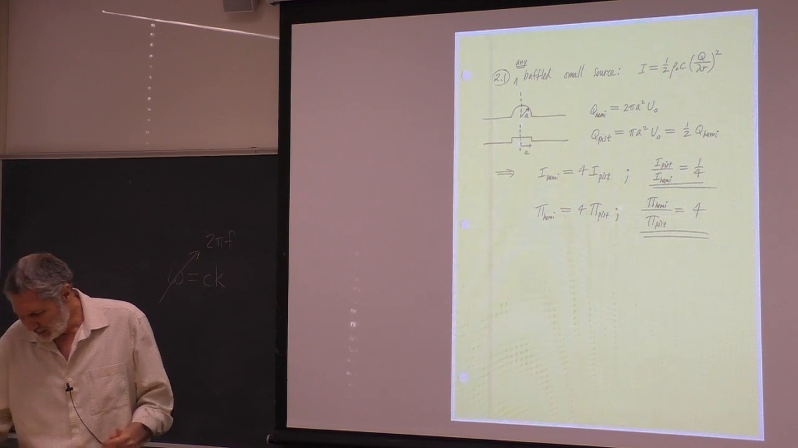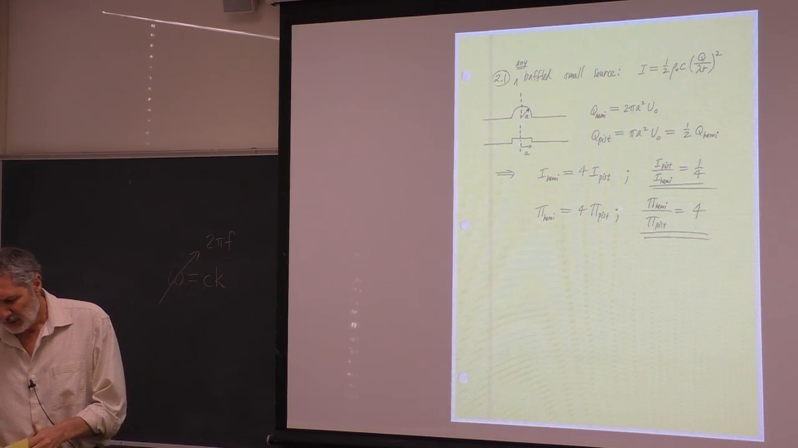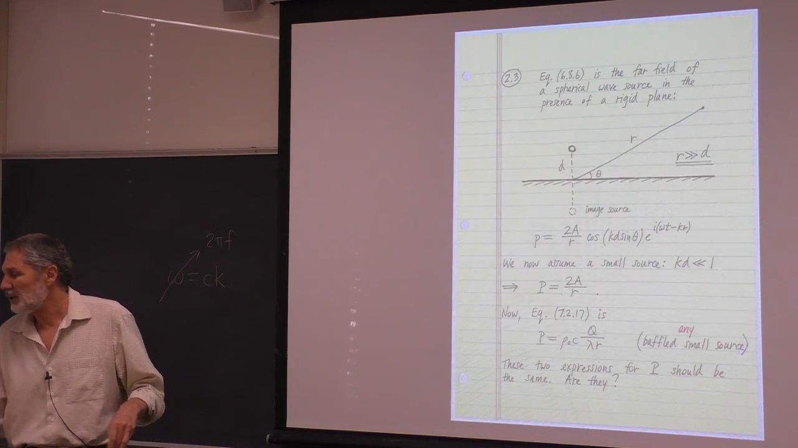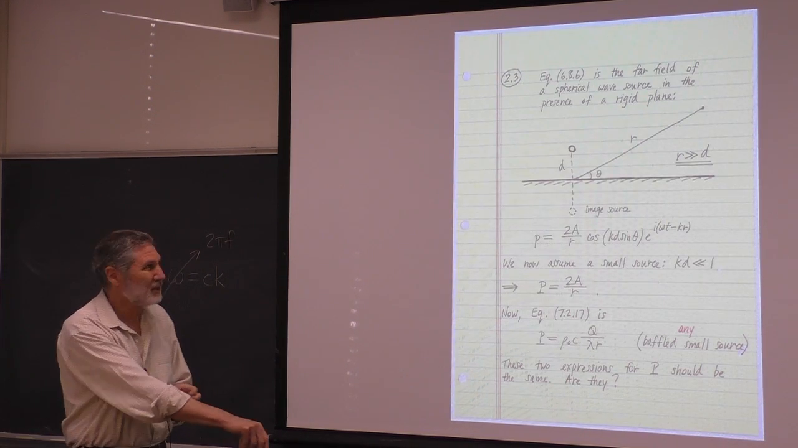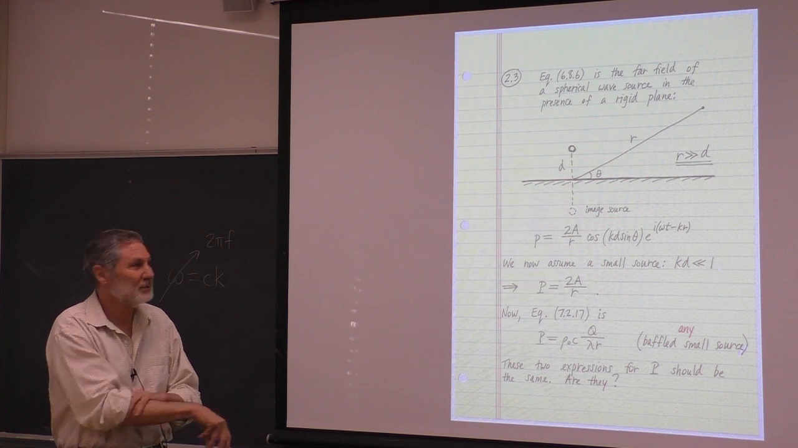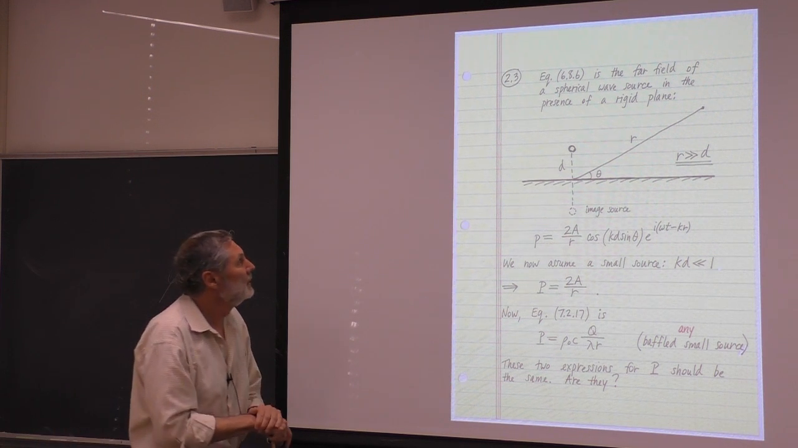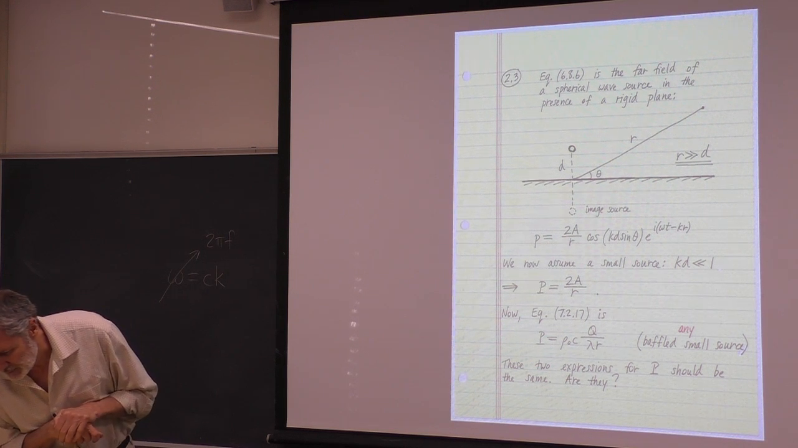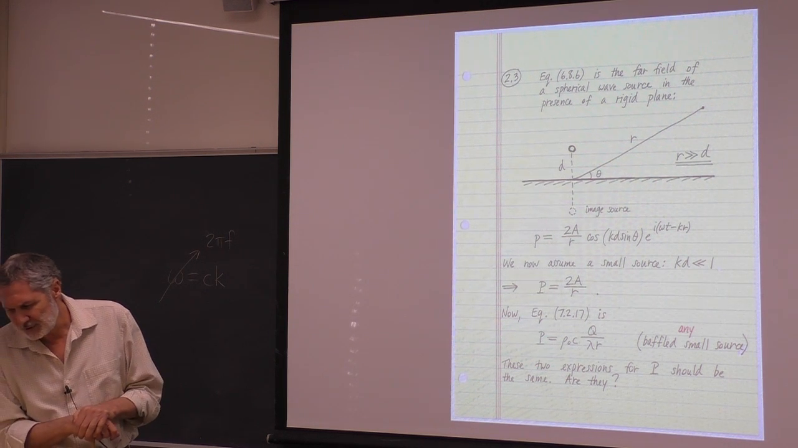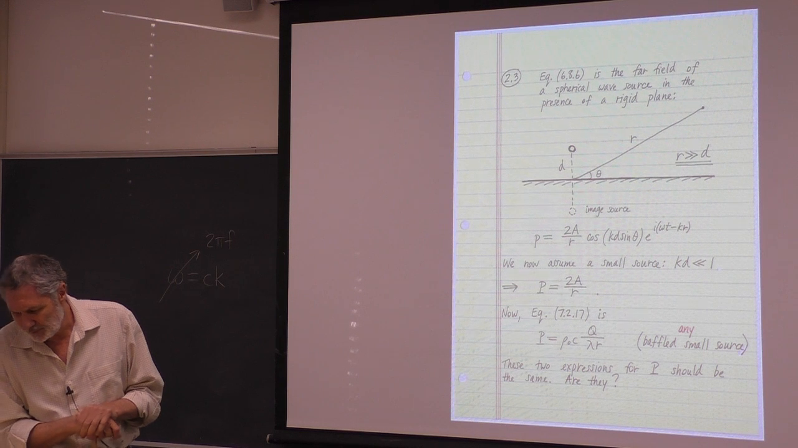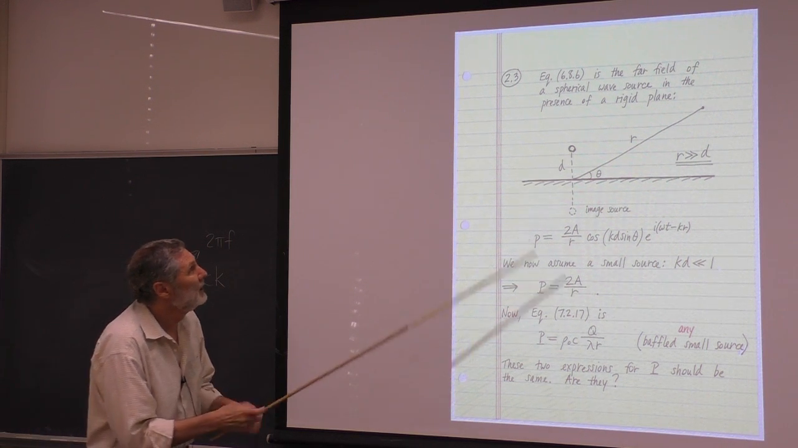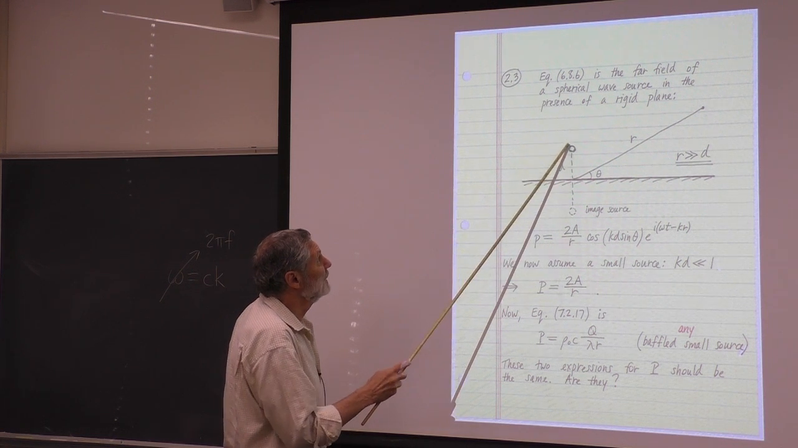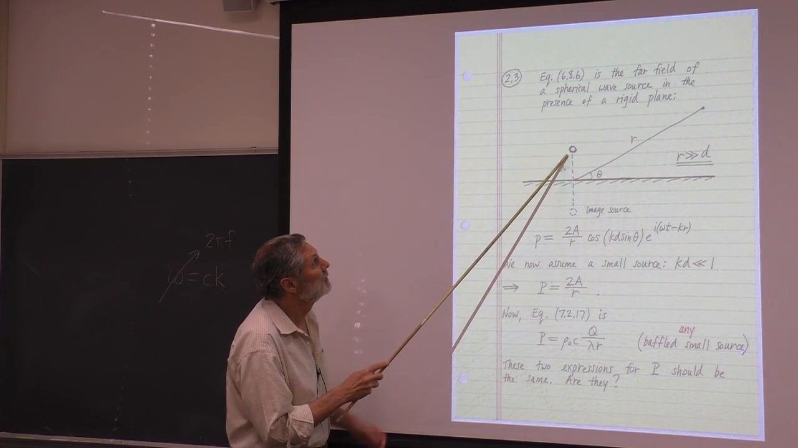Okay, the next one is surprising. It requires a fair amount of calculation. It's surprising, but I think it's also a good problem. So here it is, it's 2.3. It refers to equation 6.8.6, and what that is is the far field of a spherical wave source.